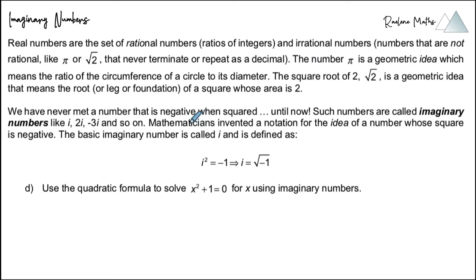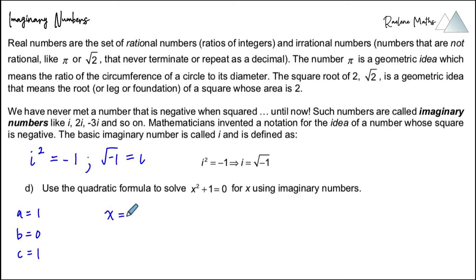But we can come up with another idea of a number, and that idea of a number is a number that we can square to get a negative. And so it's been decided that a number i should be invented that when we square it, we get negative 1. This means that the square root of negative 1 is equal to i, and this i is our base imaginary number. So now let's use the quadratic formula to solve x squared plus 1 equal to 0 using imaginary numbers. We have that a is equal to 1, b is equal to 0, and c is equal to 1.